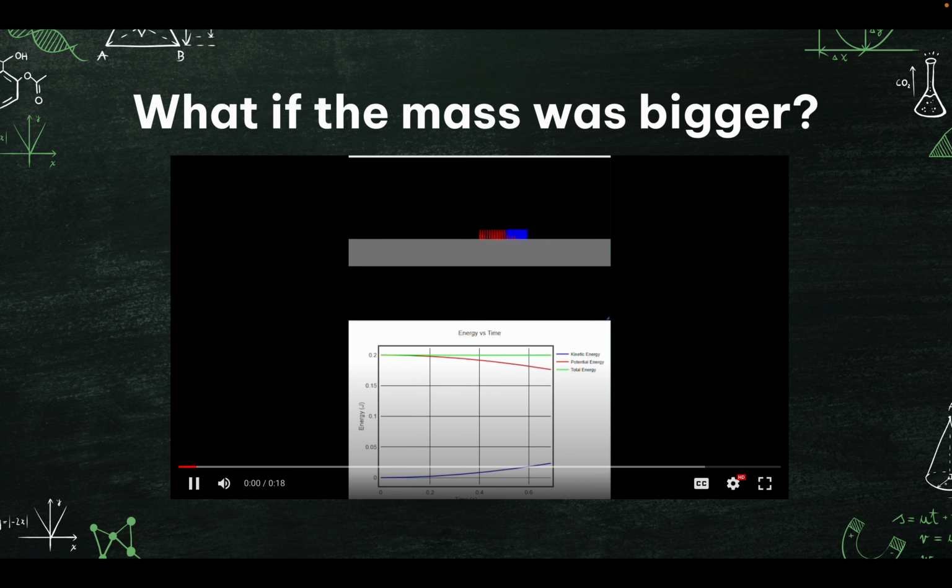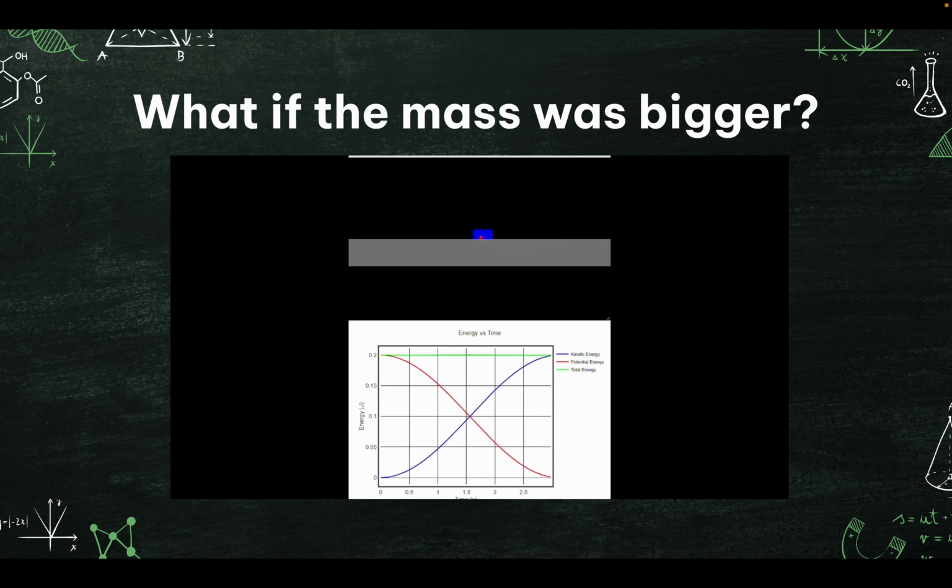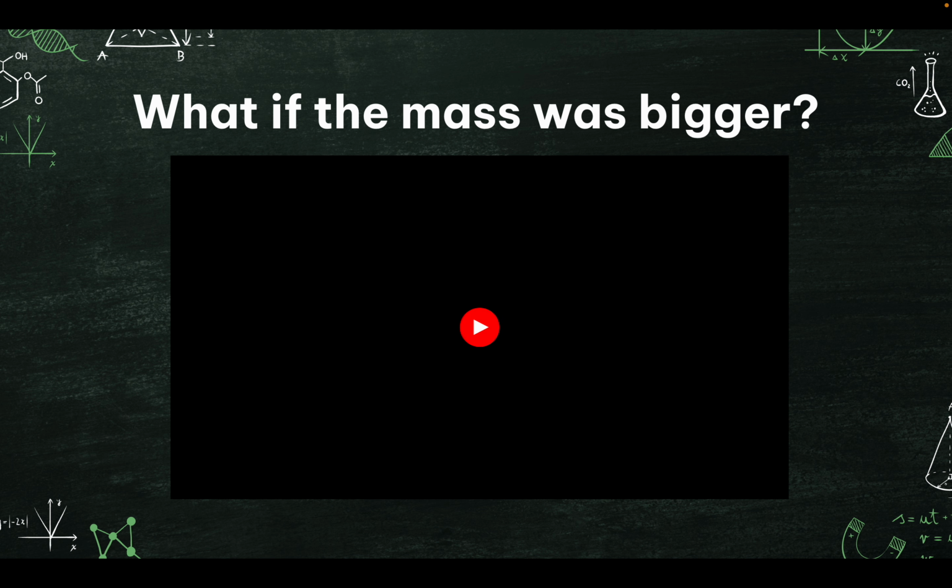What if the mass was bigger? Well, I set the mass to 50 kilograms in the simulation, and we can see that the total energy is still conserved. The mass is just moving a lot slower. And what this means is that for any mass in a closed system with this simulation, energy will be conserved, as no energy is lost to the surroundings and there are no outside forces.